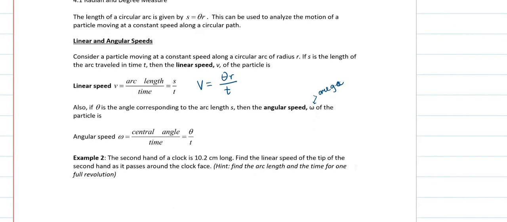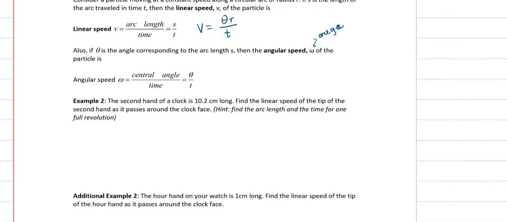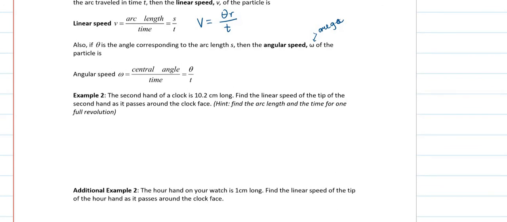Okay, so let's do an example of one of these. The second hand of a clock is 10.2 centimeters long. Find the linear speed of the tip of the second hand as it passes around the clock face. So here's our clock. Our radius is 10.2, and we're interested in the tip of the second hand as it goes around the clock, like that. So I've given you a hint. It says find the arc length and the time for one full revolution.